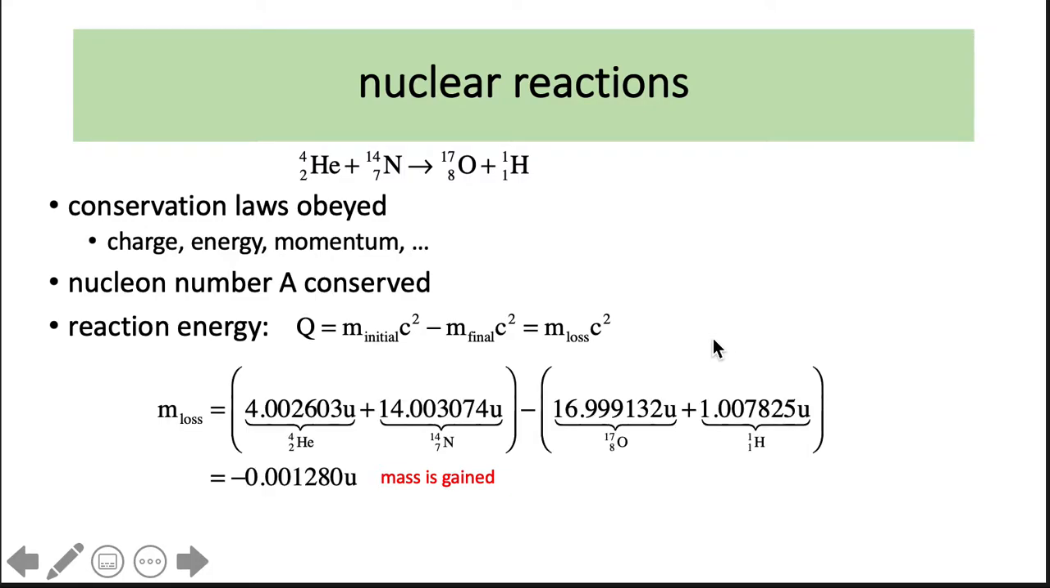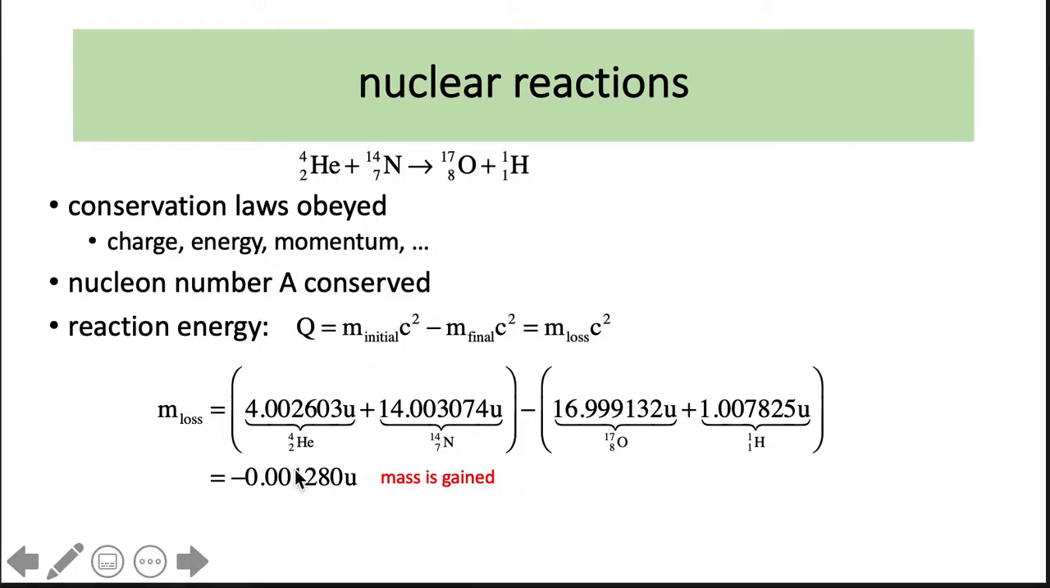You can calculate that for this particular reaction, and you'd have to look up these particular atoms in the table. So here's helium-2,4. I looked that up in the table. It's 4.002603 U, the mass unit U. And then I'm adding the nitrogen, which is 14.003074 U. That's the initial mass, that sum. And then I'm going to subtract the sum of the oxygen, which is 16.999132 U, plus 1.007825 U. So those would all be tabulated values.